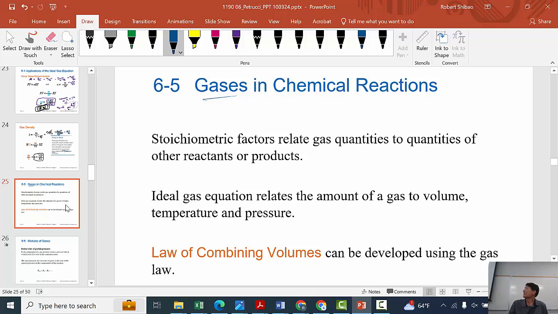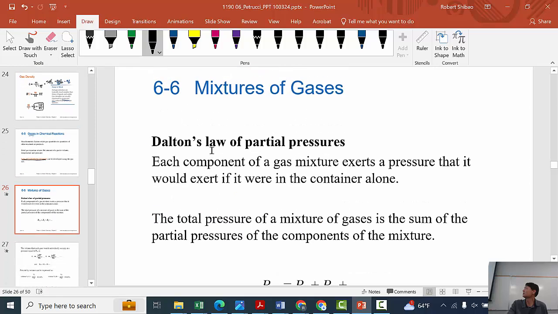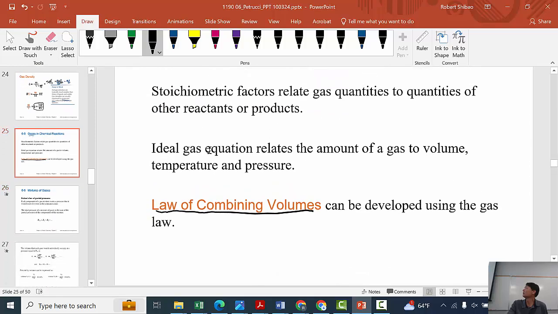Now, gases in stoichiometry, we have different ways of doing it. The easiest way of doing it is by using Avogadro's law. Avogadro's law is also called the law of combining volumes. And that's the easiest route to this, except you can be thrown off.